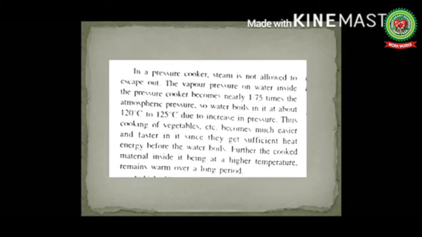Now, in a pressure cooker, steam is not allowed to escape out. The vapor pressure on water inside the pressure cooker becomes nearly 1.75 times the atmospheric pressure. So water boils in it at about 120 to 125 degrees Celsius due to increase in pressure. Thus, cooking of vegetables etc. becomes much easier and faster in it, since they get sufficient heat energy before the water boils.